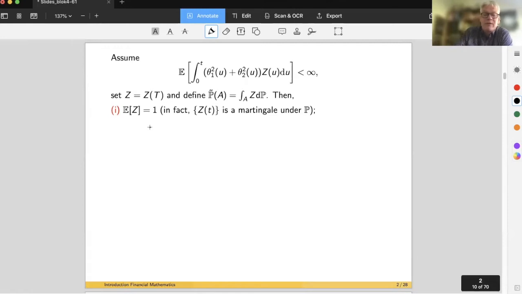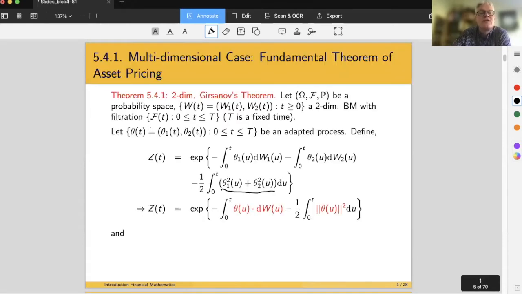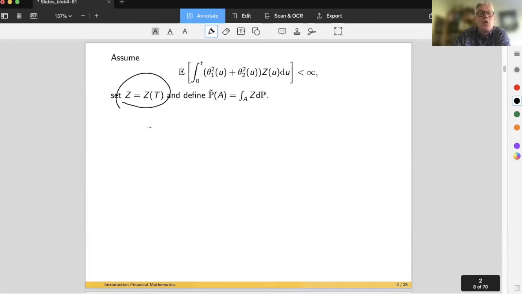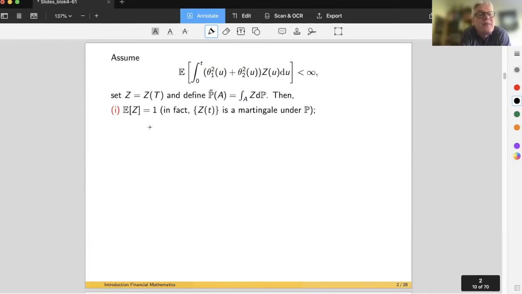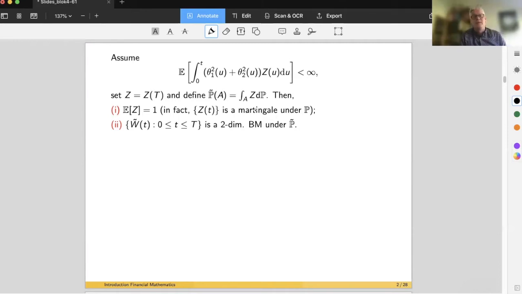And then we have the following in our theorem, and remember we are dealing with a theorem here, the two-dimensional Girsanov theorem. So if this is all satisfied and assumed, then we have the following. First of all, the expected value of Z is equal to 1. And in fact, that implies that Z(t) is a martingale under P. So we also always need to tell under which measure, under P. Secondly, that W tilde(t), 0 less or equal to little t less or equal to capital T, is a two-dimensional Brownian motion under P tilde. So here we have P tilde.